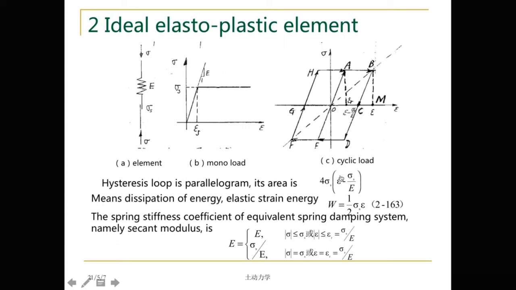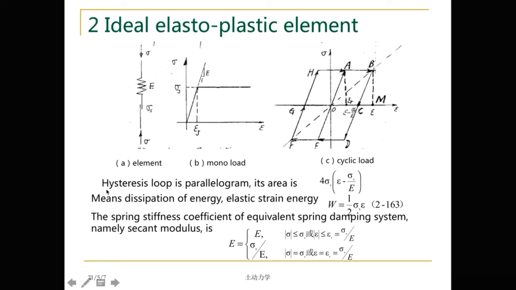Is equal to epsilon minus sigma s over E. Is also epsilon r here. At this point, we can get the value of it, which is just the length of AB.